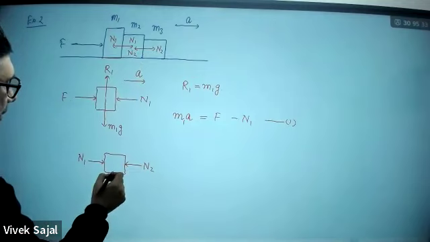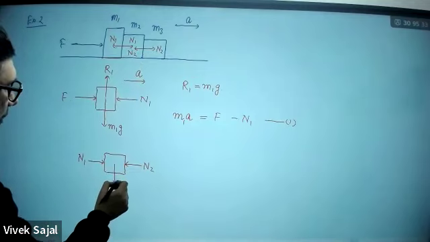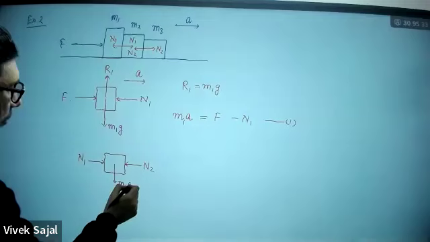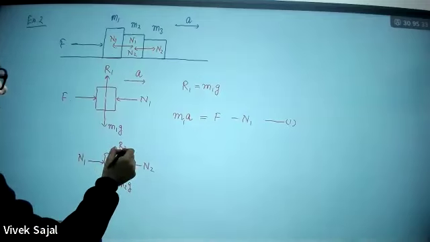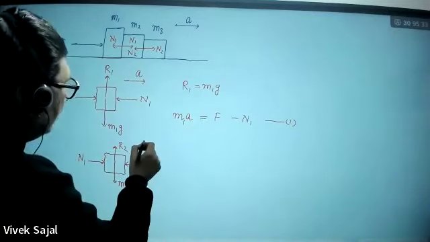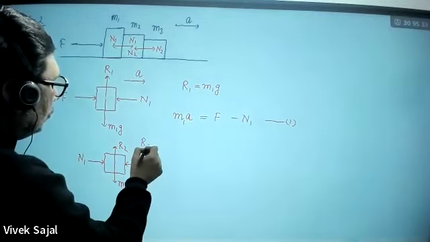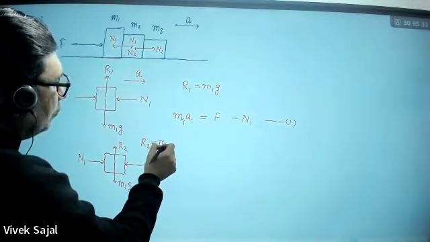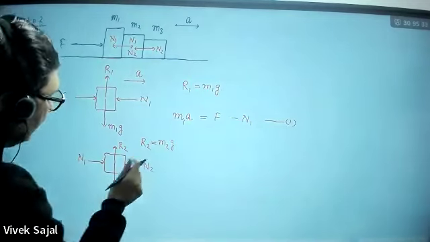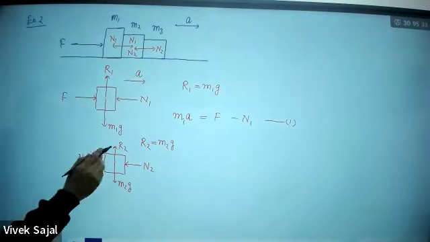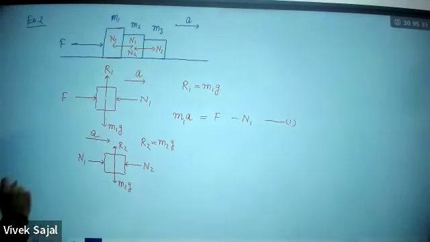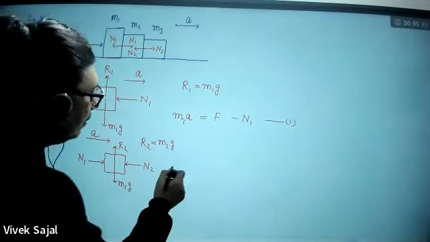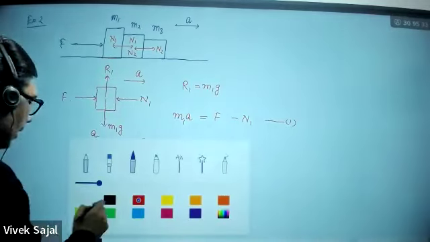N2. Okay? Mg is acting in the downward direction, M2g. Normal reaction is R2. So this R2 here is going to balance its weight, M2g. And for acceleration, in which direction is this block moving? In this direction. All the three blocks are moving in the same direction. So acceleration of this block is A.